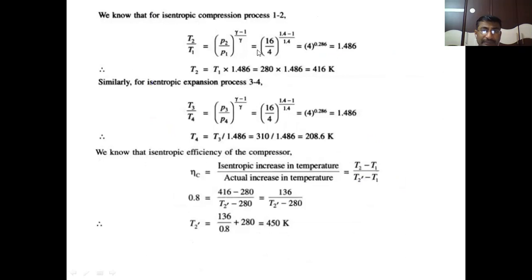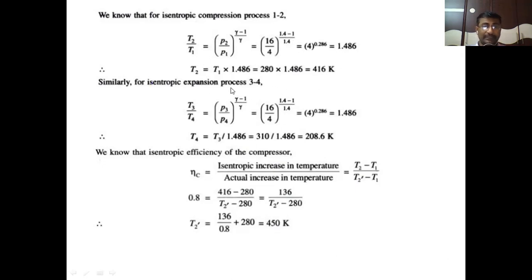P2 is the highest pressure, 16 bar is given, and P1 is 4 bar. 16 by 4 whole power 1.4 minus 1 by 1.4, we will get 1.486. This is the temperature ratio across the compressor. Therefore, T2 equals T1 into 1.486. T1 is 280 K, given in the problem. Then we will get the T2 value after compression. The air temperature is 416 kelvins. Clear, students? 416 Kelvin is the temperature of air after isentropic compression.